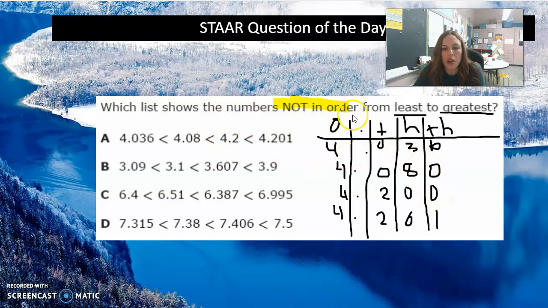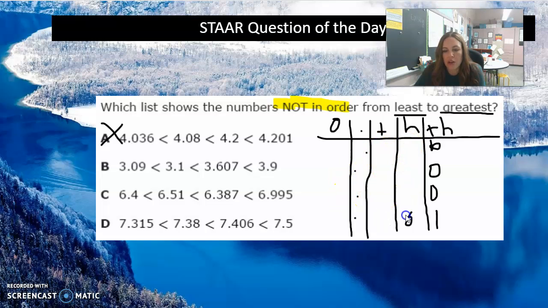So we are looking for least to greatest. And when we don't find it, we know that that is our answer. So we have no value in tenths, 3 in hundredths, no value in tenths, 8 in hundredths, so that's correct. A 2 in tenths, and then a 2 in tenths, no value, and a 1. So A is correct. It is ordered from least to greatest. So we can count out A. We don't need to worry about A.